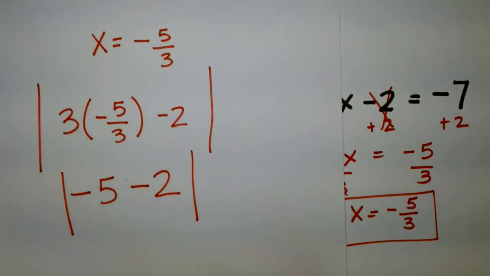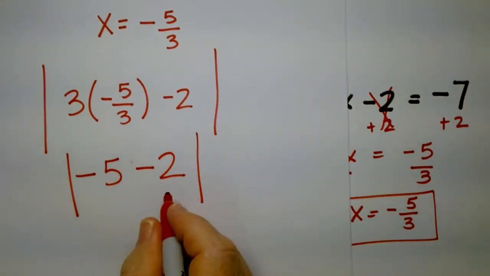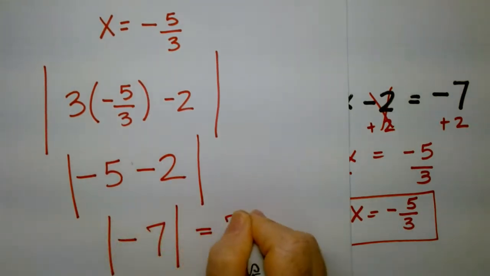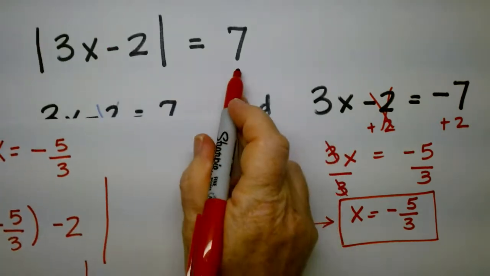Are you seeing this now? Look, this is minus 5 minus 2. You get a minus 7. Take the absolute value. That negative goes away. It equals 7. And that works.